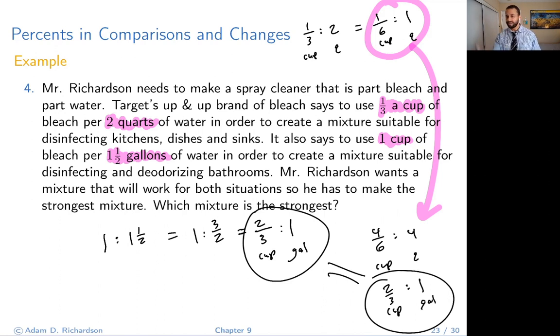So it's not that one is more suitable than the other. It's literally they just took the same ratio and wrote it in 2 different ways. Why did they do that? Well, I figured it's because people tend to make less cleaner when they're trying to disinfect their kitchen and lots of cleaner when they're trying to disinfect their bathroom. And so they wanted to make that easier for people, I suppose. But frankly, I feel like it would be a lot easier just to say this: 2/3 of a cup to 1 gallon. That'd be so much easier because it's a unit ratio.